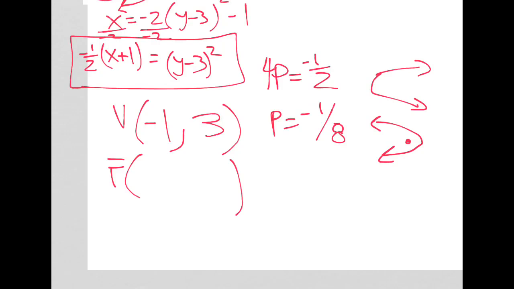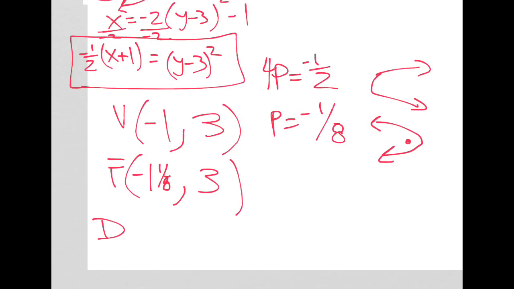So let's add that negative p-value to the x-value of our vertex to find our focus. I know I'm adding it to the x value because it is a horizontal parabola. And so my focus is going to be negative 1 1/8, which you could write as negative 9/8. That would probably be a little bit better. Comma, the y value is going to stay the same.